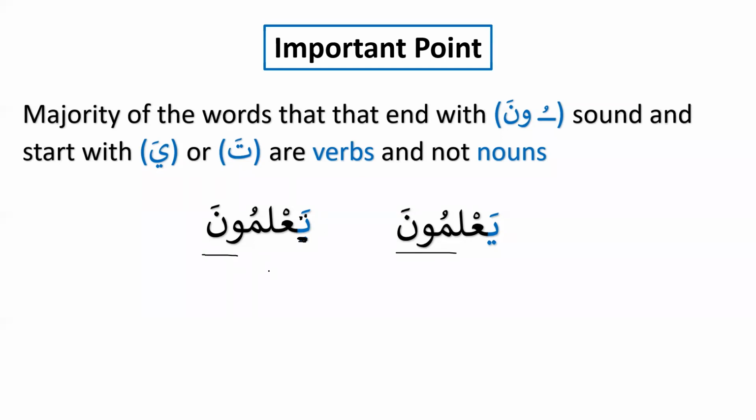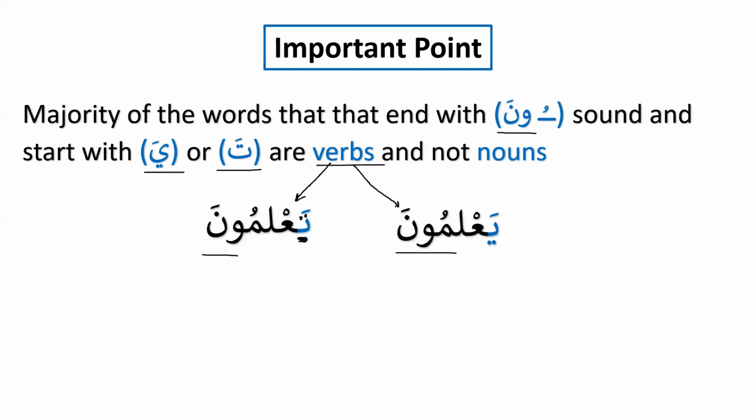Similarly, we have muslimuna, we have kafiruna, we have ya'lamuna, we have ta'lamuna. So how do we know the difference? Let me tell you, the difference is very clear. The majority of the words that end with una sound and start with ya or ta are verbs and not nouns.